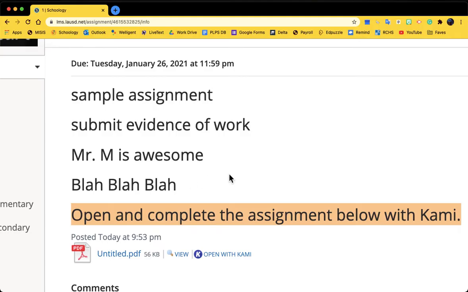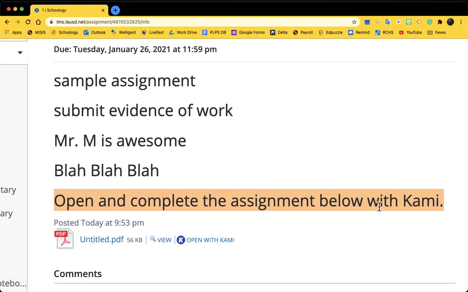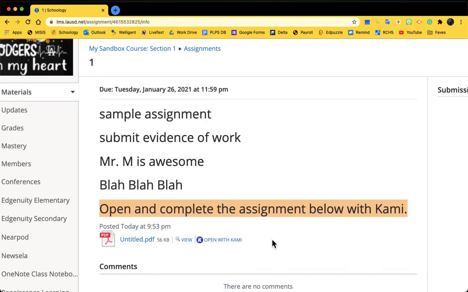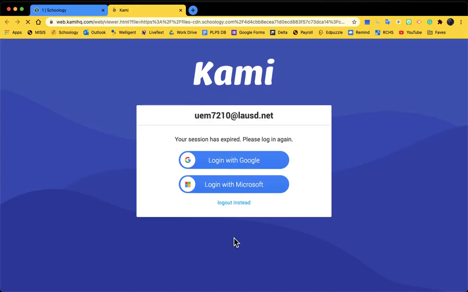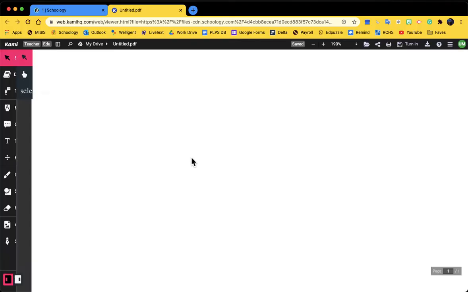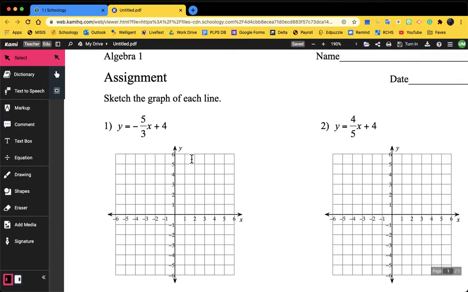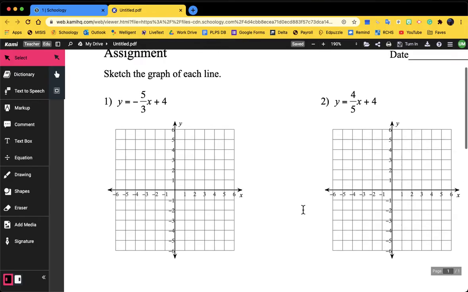Then it's going to say, everyone, open and complete the assignment below with Cami. I'm going to have the assignment attached right here, the PDF. So what you have to do, everyone, is click on where it says open with Cami. Look what happens when we click on that. We're going to open a separate tab. I'm going to log in with Google. And look at that. There's the assignment.